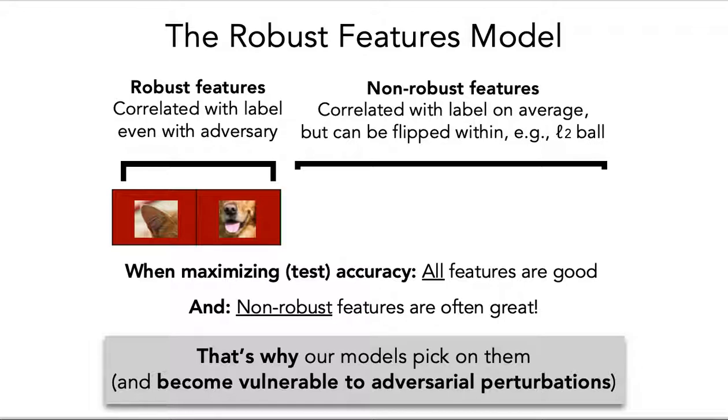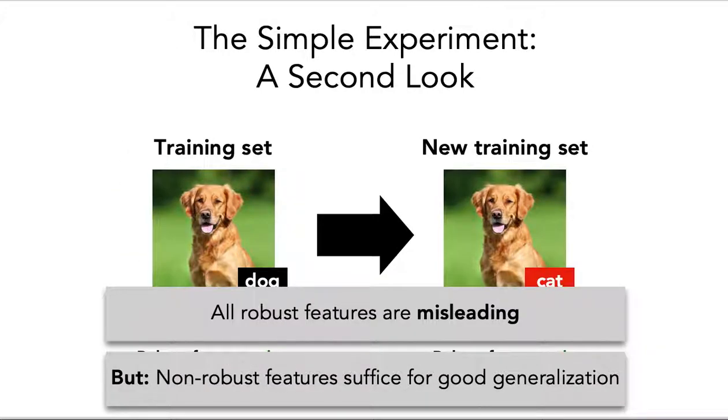Okay, so now if this is the model of the world that we have, we start to make sense of what happened in this experiment. We had robust features and non-robust features that were both predictive of the correct label. And in our new training set, the robust features were now misleading. They were really misleading us, but the non-robust features were still aligned with the right label, and they sufficed for good generalization.